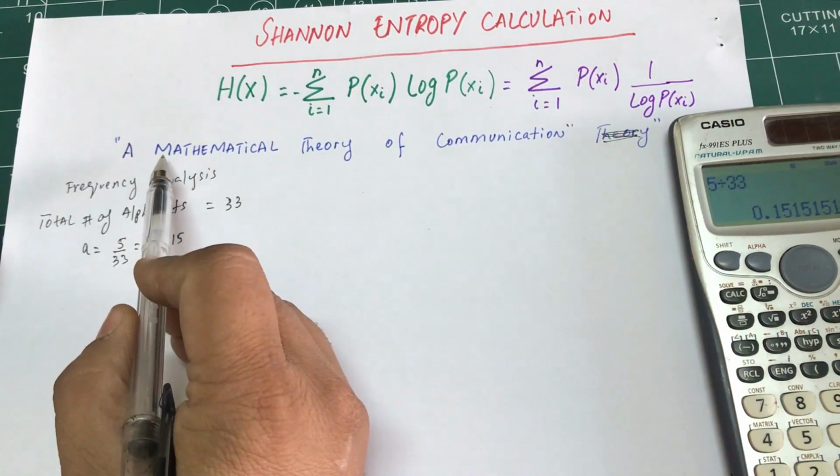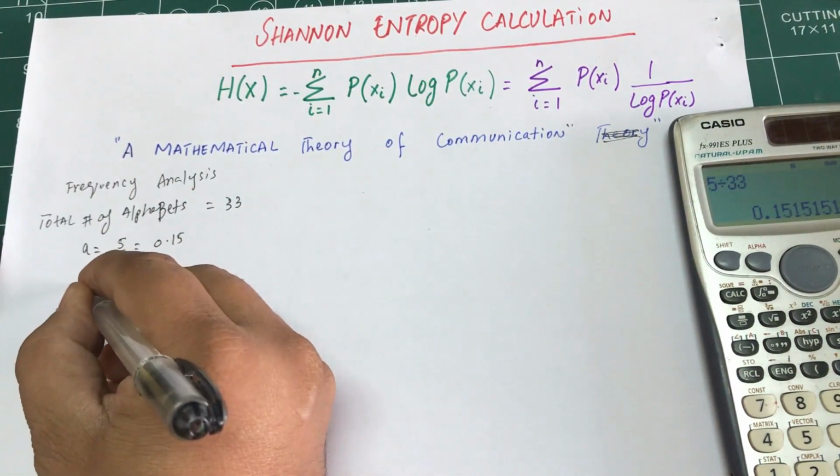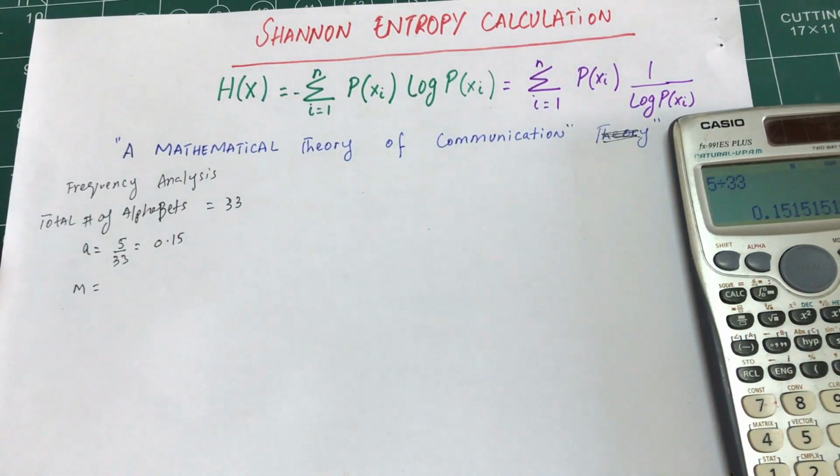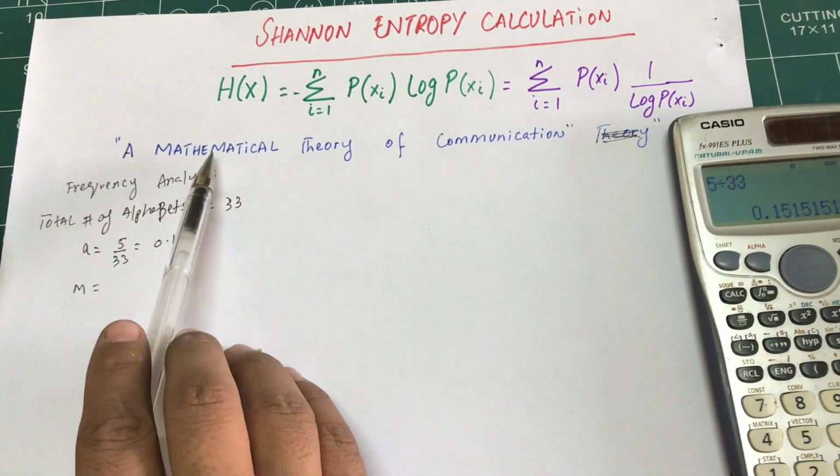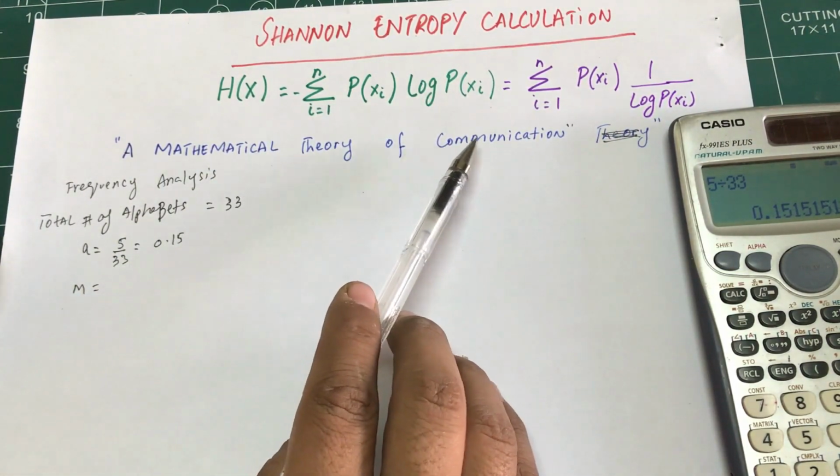We're going to take the second letter now, which is M. We're going to ignore the spaces. We're going to ignore the capital letters. We're just taking the letters as is. So M, 1, 2, 3, 4.